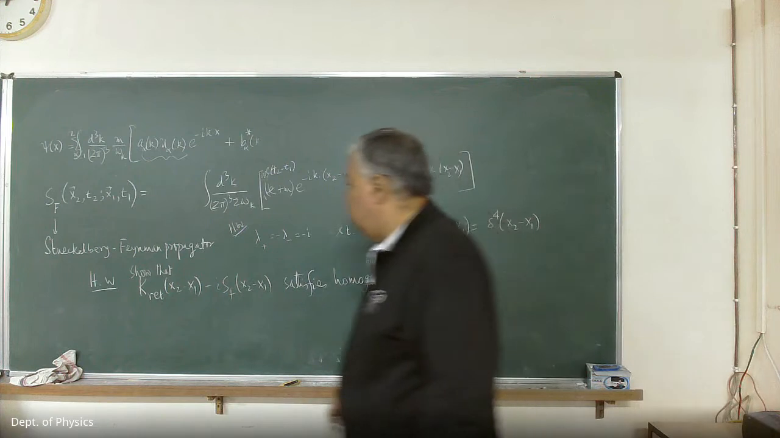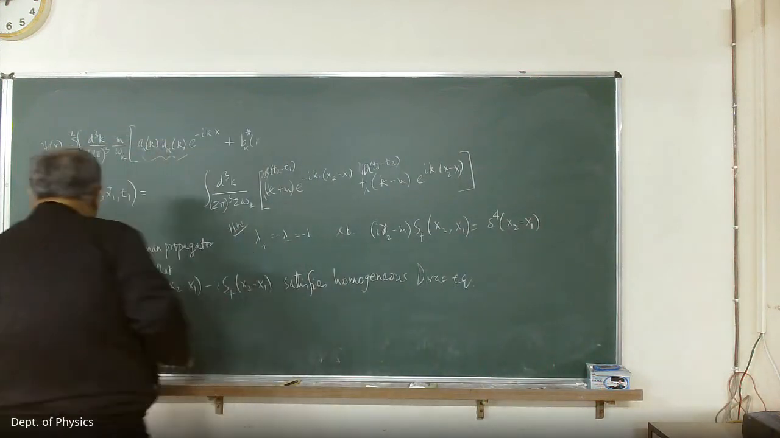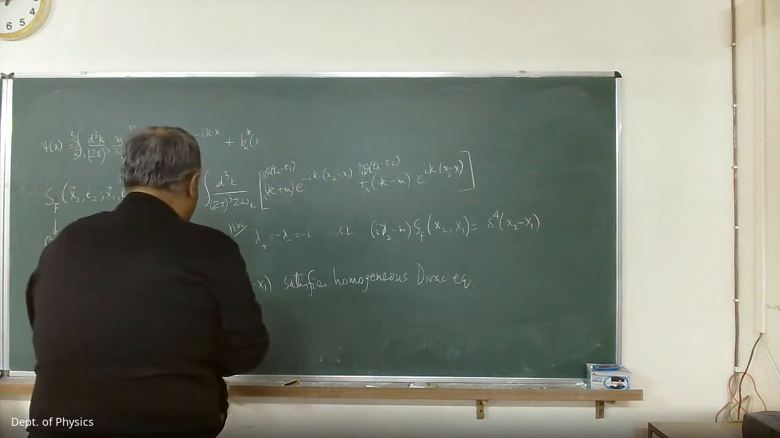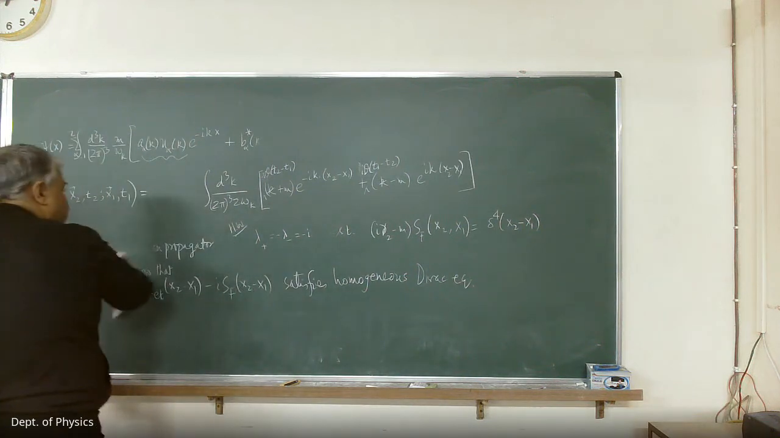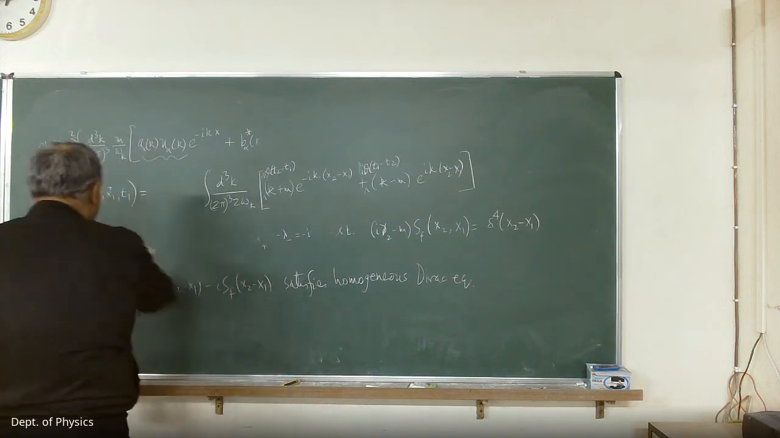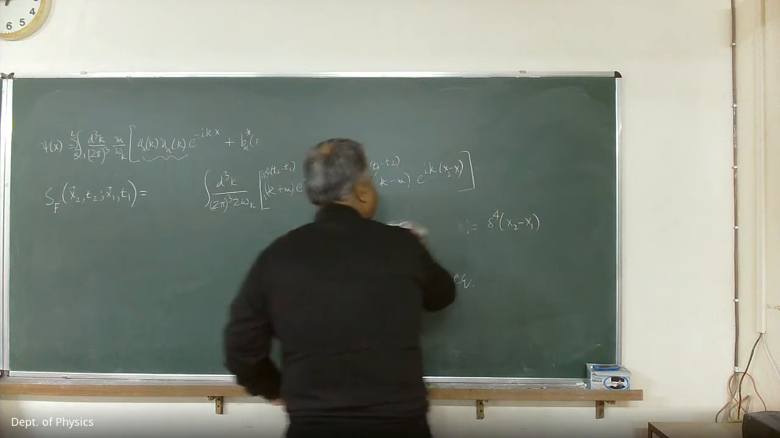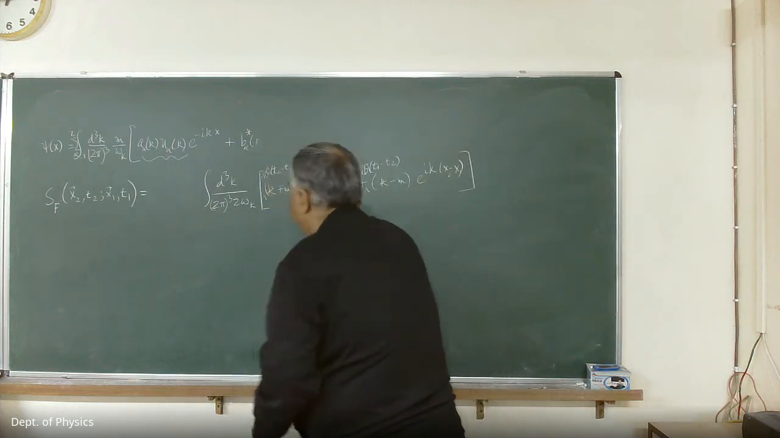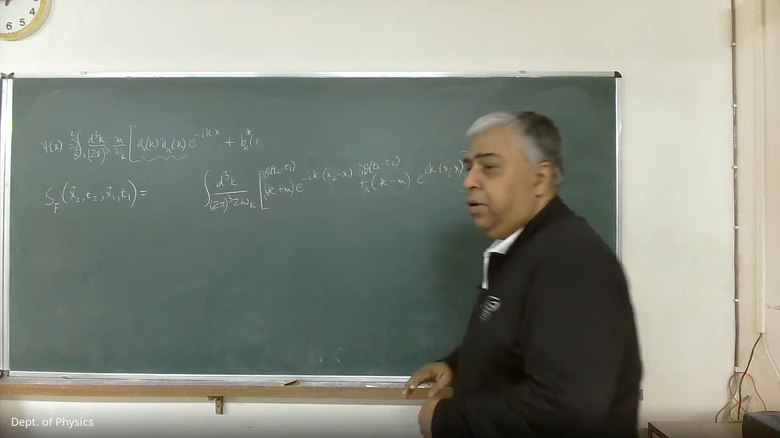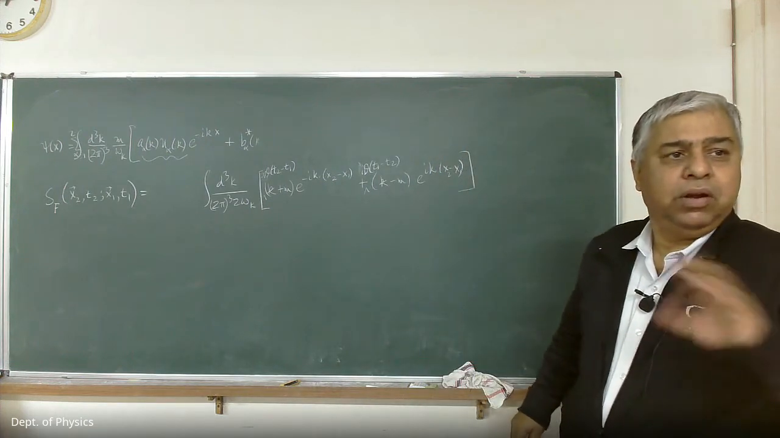So now, once you show that, let us go and try to obtain the momentum space representation of this propagator or Green's function. I'll use interchangeably propagator or Green's function.